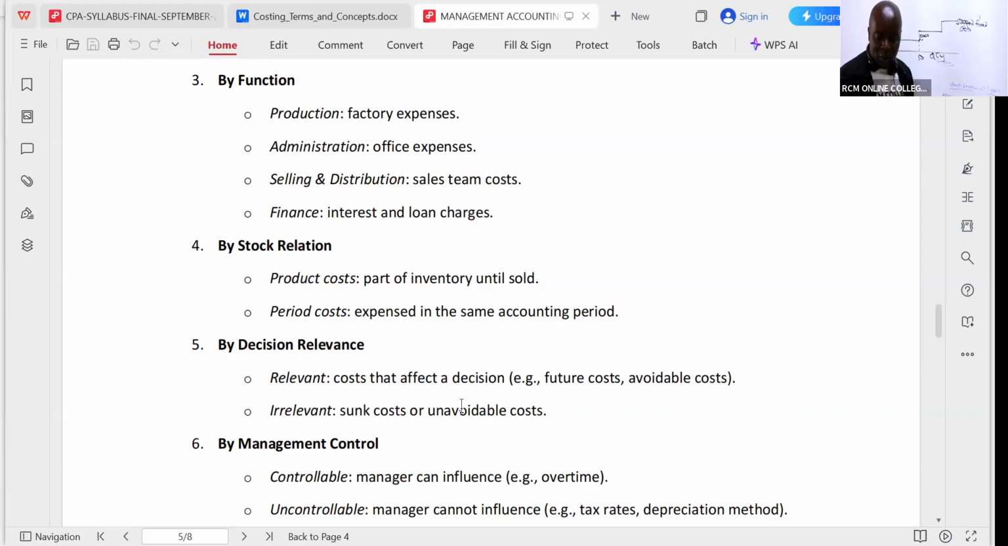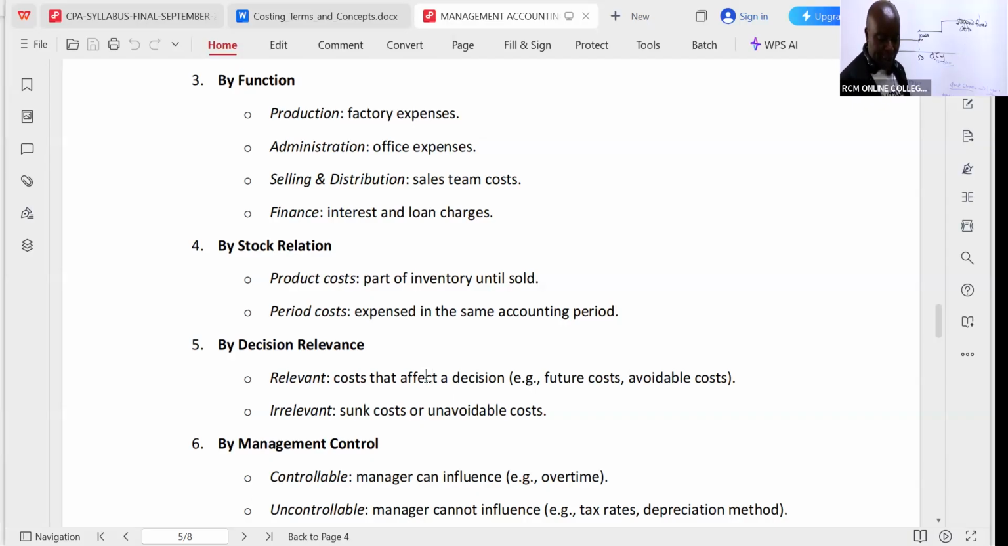These are the fixed costs. Whether you like it or not, like rent, you have to pay. But now relevant costs, ladies and gentlemen, as you'll be seeing later on, these are those costs. If you make this decision, you can avoid them. But that should not worry you. I'll be getting into more details regarding this.